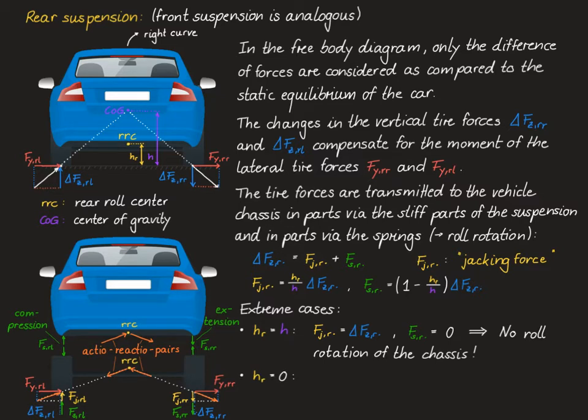In the next case, HR equals 0, which means that the roll center is located on the road surface. In this case, all of the vertical tire force passes through the springs of the suspension and hence causes the chassis to roll.